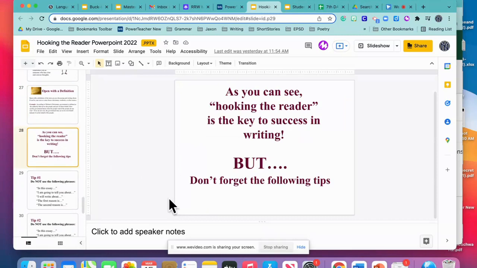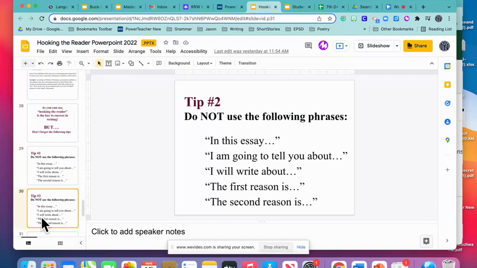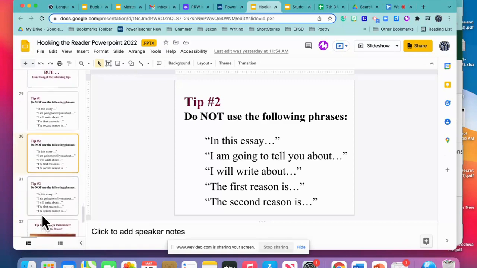So hopefully you can see how these hooks are what is going to make your writing successful, but here are some tips. Do not use the following phrases in this essay: I'm going to tell you about. I will write about. The first reason is. The second reason is. No, no, no. Do you notice a trend in this essay? Do not use those phrases.